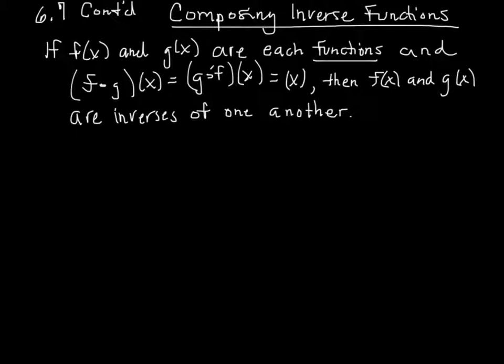So for instance, if f of x and g of x are each functions, and f of g of x equals g of f of x equals x, then f of x and g of x are inverses of one another. This says that the composition of a function and its inverse is essentially the identity function, which can be written as I of x equals x.